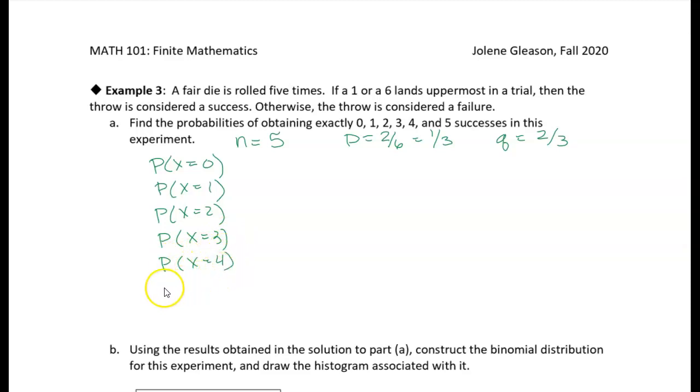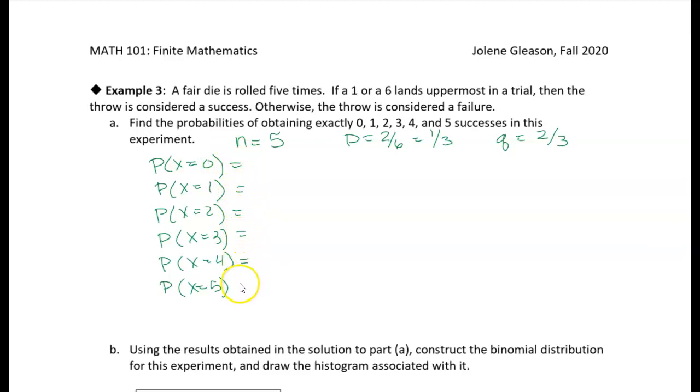Probability of x equals 4, probability of x equals 5. We only have to go up to 5 because we're only going to roll the die 5 times. So that's the maximum number of successes we can get. And then we're just going to use our formula.